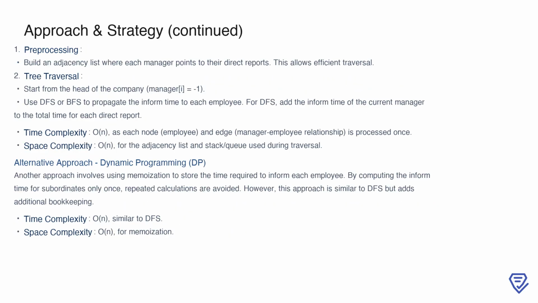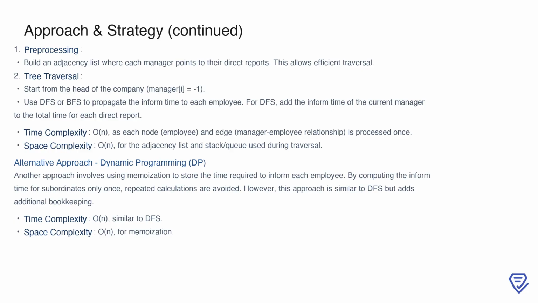Now, let's break down the optimized approach. The first step is pre-processing, where we construct an adjacency list. This list maps each manager to their direct reports, making the hierarchy easier to traverse. Once the adjacency list is built, we perform a tree traversal starting from the head of the company, who is identified by the condition manager[i] equals -1.